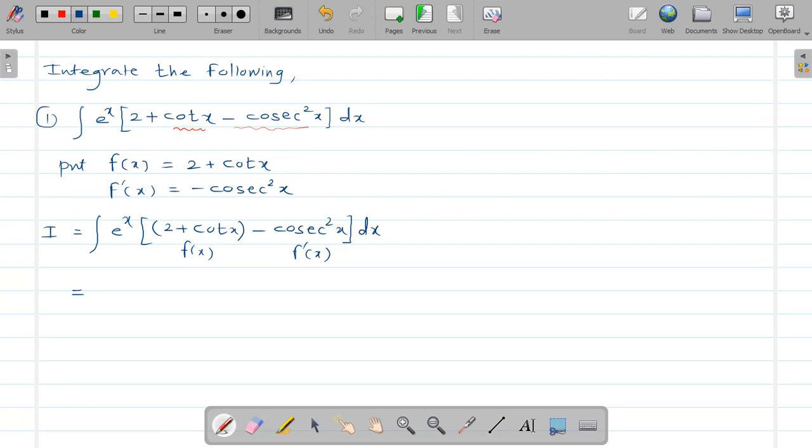So the answer of that integration will be e raised to x into f of x means 2 plus cot x. Directly, just by observing the terms, we get the answer of the integration by that theorem. Okay, so this is the answer of this integration.